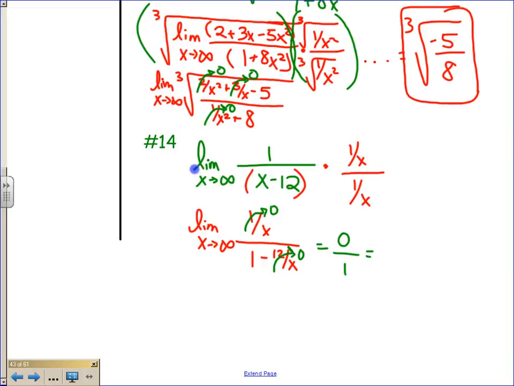0 over 1 equals, some of you get confused on this, equals what? 0. Got it. What wouldn't work? 1 over 0. But 0 over 1. 1 times what is 0? Oh, 0. 0 times what is 1? Oh, nothing.